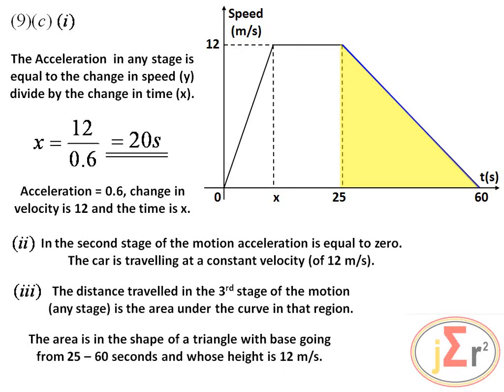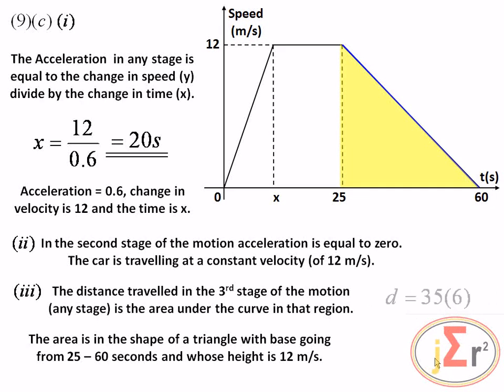The area is in the shape of a triangle, should have said right angle triangle, with base going from 25 to 60. From 25 to 60 is what? 35 seconds. And whose height we have right here as 12. So the area is half base times height. So the distance is a half 12 multiplied by 35. Multiplication is commutative. We may put this in any order.